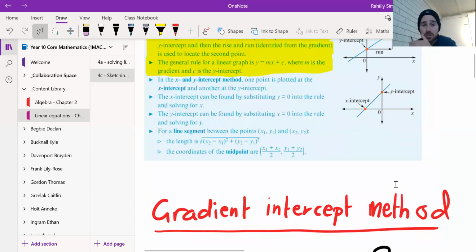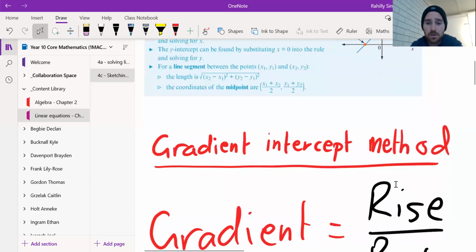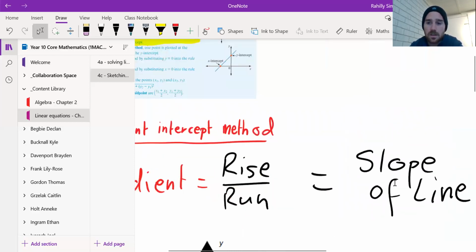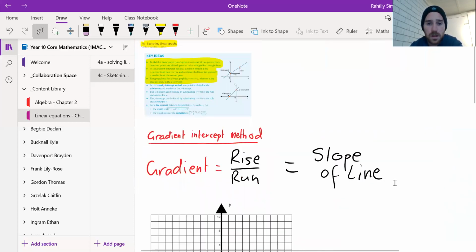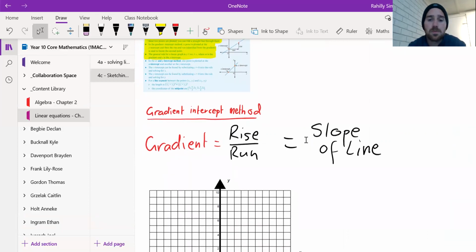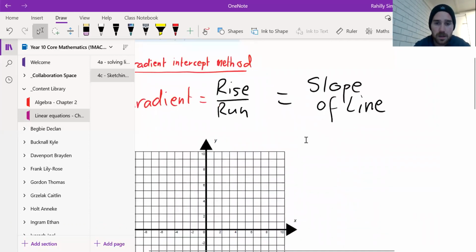What I need you to understand first of all, before we even do that, is what the gradient is. The gradient is the slope of the line. I'll zoom out a little bit, and we work that out using what is called our rise over our run. That is, when you've got one point, how far up you've gone and how far across you've gone to get to your second point. It's probably just going to be easier if I explain it visually.